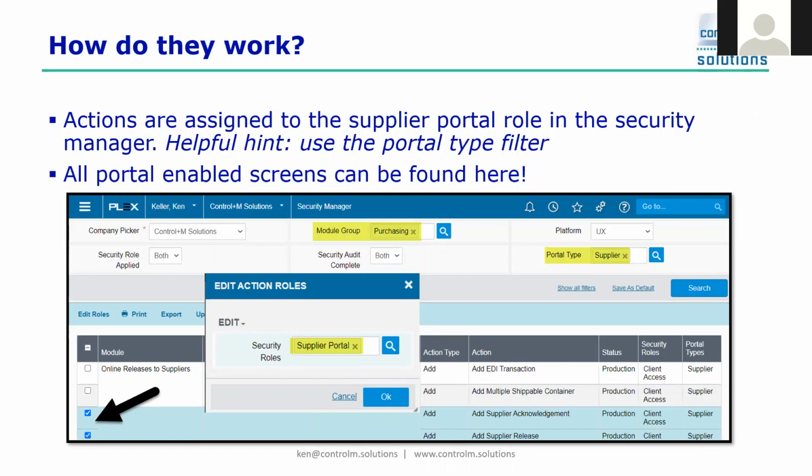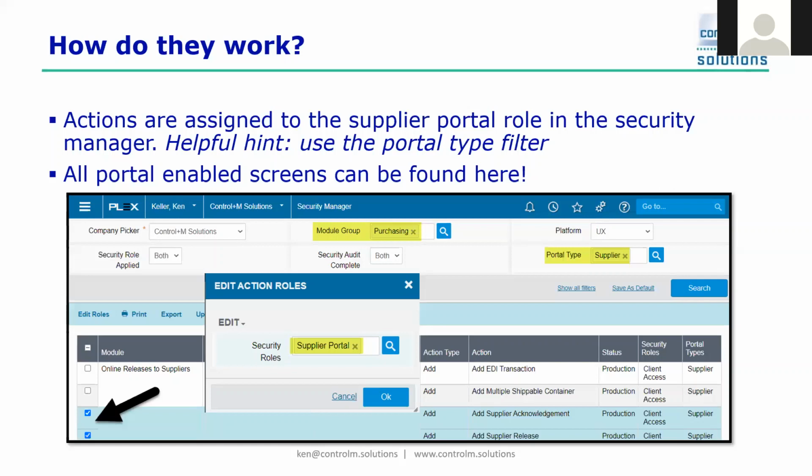So what we would do is, in this case, I've filtered it by module group in purchasing. So if we're going to use the supplier portal, let's say for online releases, I could go to the module group, filter on purchasing, the portal type, supplier, add the action roles to the selected actions.